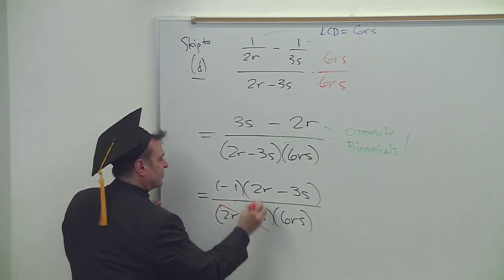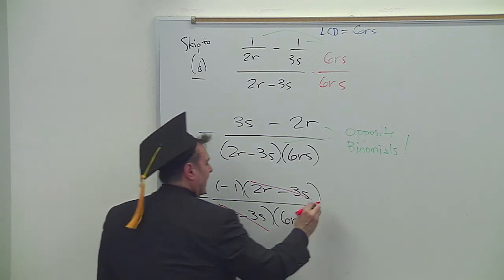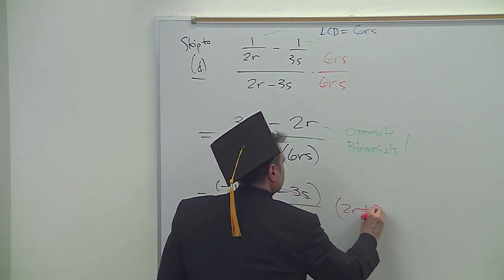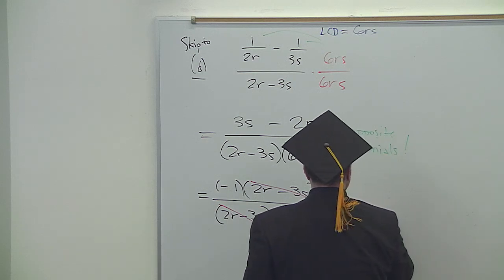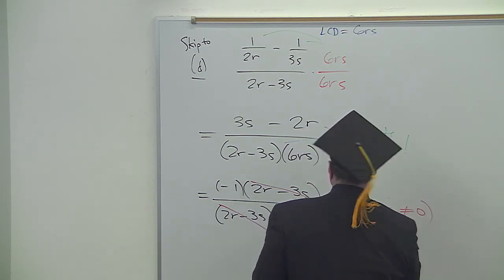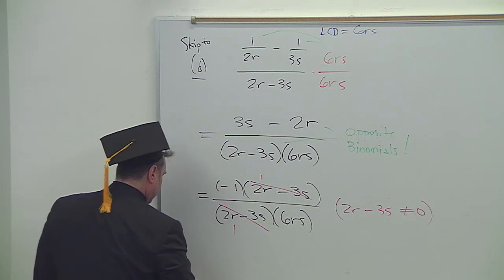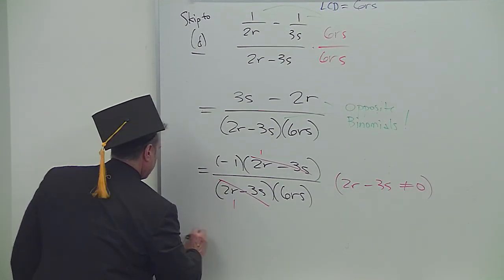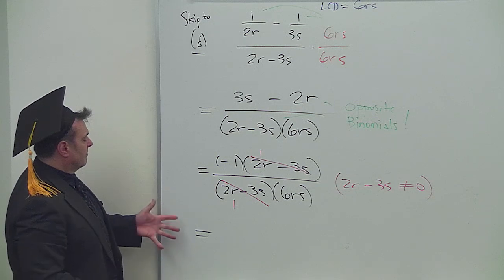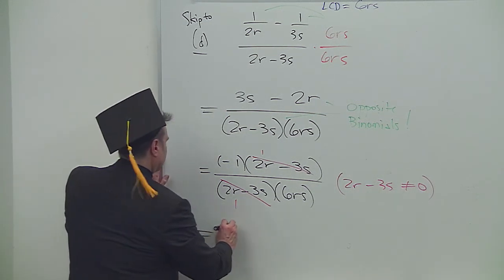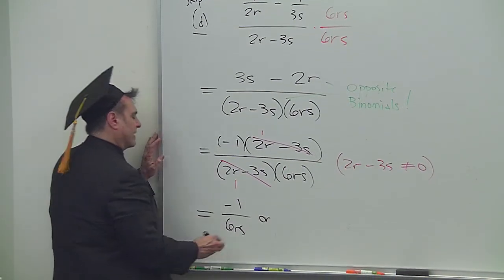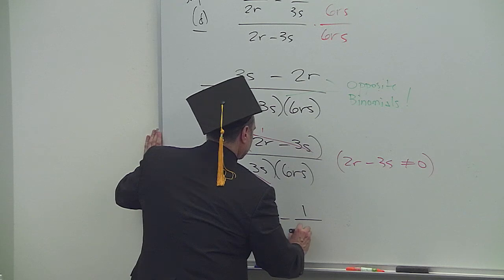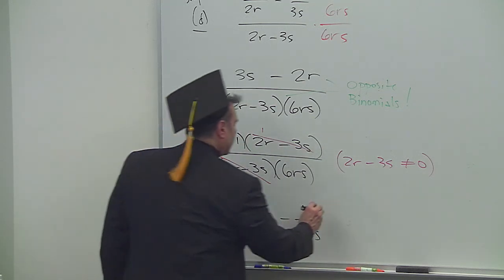And so we may now cancel the 2r minus 3s. Write down that, getting ahead of myself, let's write down that the factor that I canceled cannot equal 0. When they cancel, they leave 1s. So the final fraction is quite small. It's -1 over 6rs, or I like to keep the minus sign outside, minus the fraction 1 over 6rs.